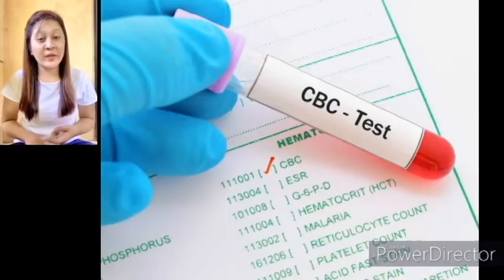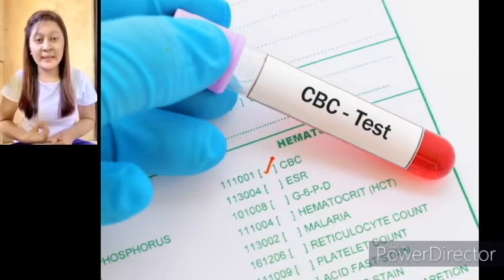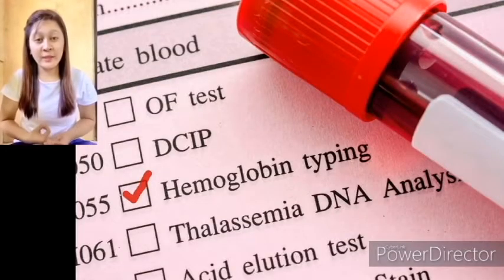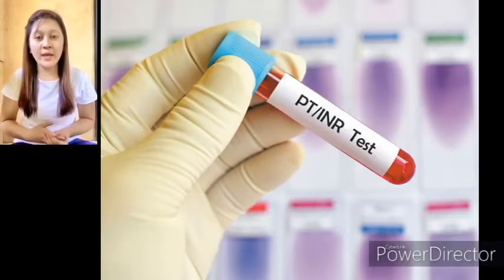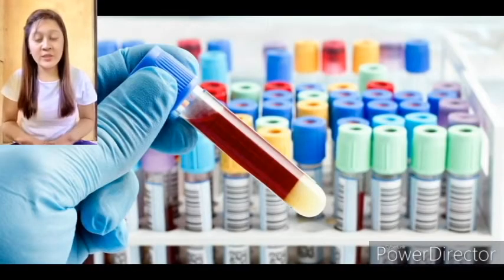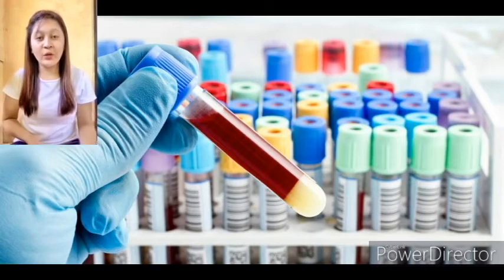Second is the creatinine. The third is platelets. Fourth is hemoglobin. And the fifth is the potassium blood test. And the last is the INR, or International Normalized Ratio test. It measures the time for your blood to clot.